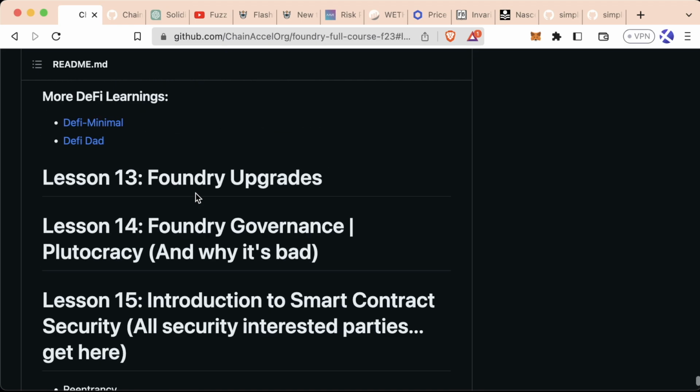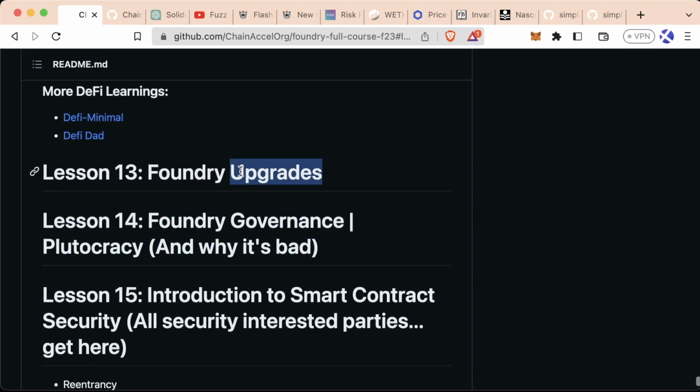We only have 1, 2, 3 more lessons. And these ones are actually easier than the one we just did. We're going to learn about upgrades and proxies. We're going to learn about governance. And then we're going to do an introduction to smart contract security. These are much easier than everything you've done so far.